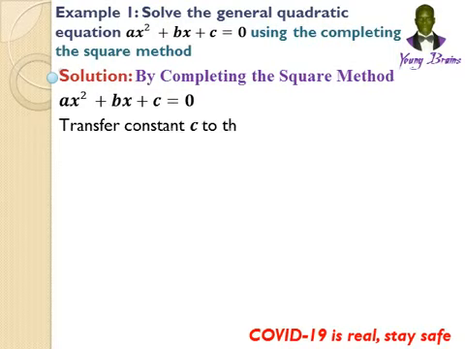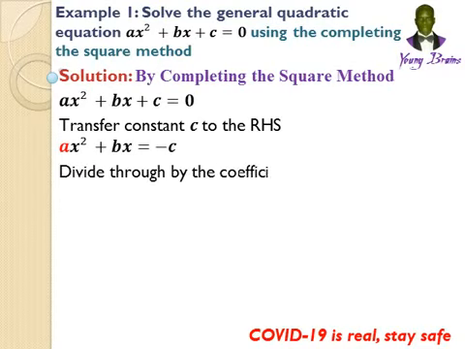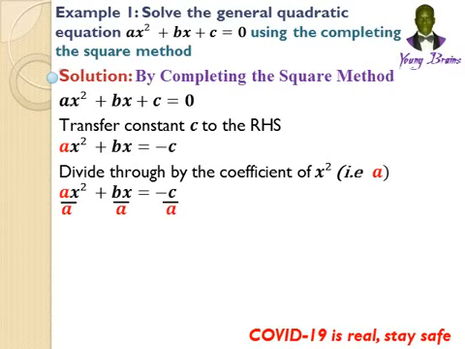The first step is to transfer the constant c to the right hand side, which gives ax squared plus bx equals minus c. Next, we divide through by the coefficient of x squared, that is a. So we divide each term: ax squared divided by a plus bx divided by a equals minus c divided by a. It now gives x squared plus bx over a equals minus c over a.